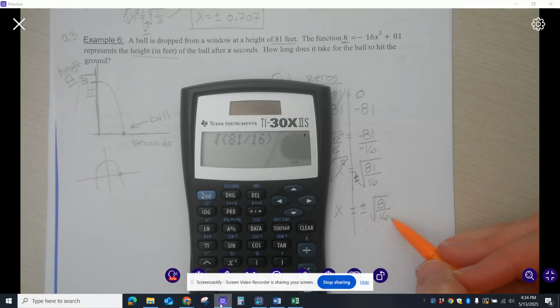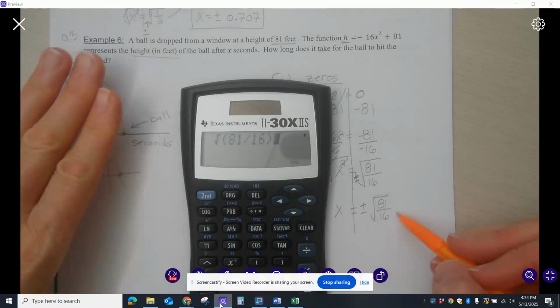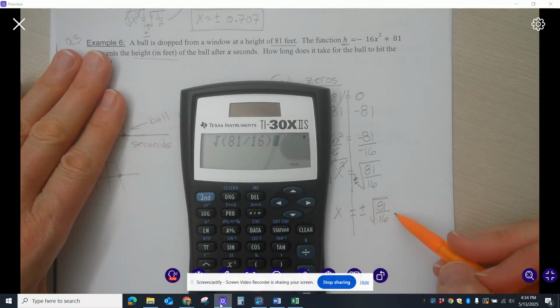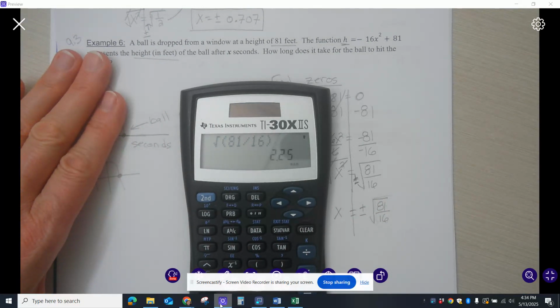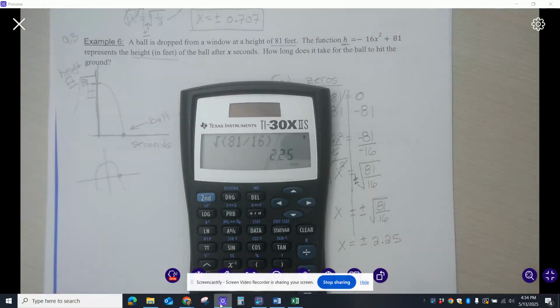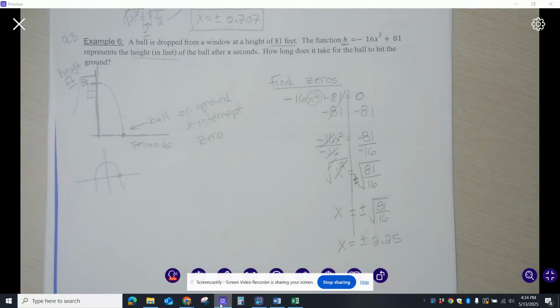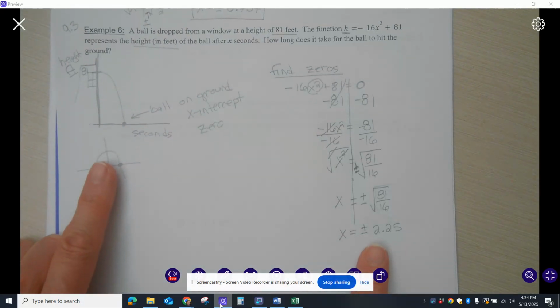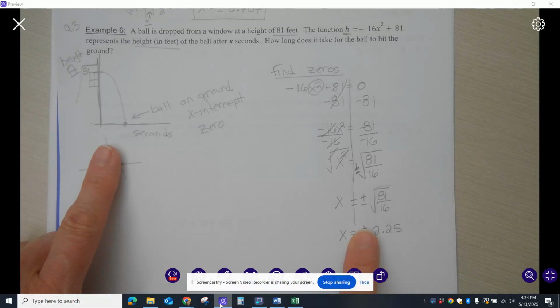I didn't do this in the previous example when we had a decimal answer, but this is another way to do it. And then I'm going to hit enter, and I get 2.25. So plus or minus 2.25. Okay, now let's think about our question that we're answering. This is two answers, positive 2.25 and negative 2.25.